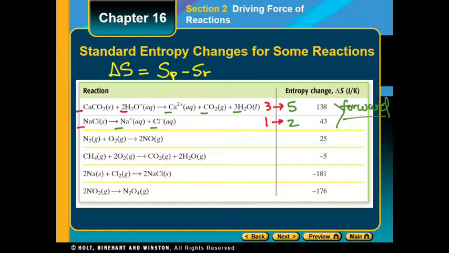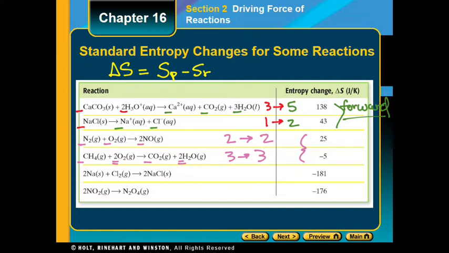In the next 2 examples, though, I have 2 reactant moles that are producing 2 moles, and in the fourth one, 1, 2, 3, creating 1 plus 2 is 3. So again, 3 moles to 3 moles. These 2 values right here are really close to an entropy change of 0. So forward or reverse, neither one is technically favored.